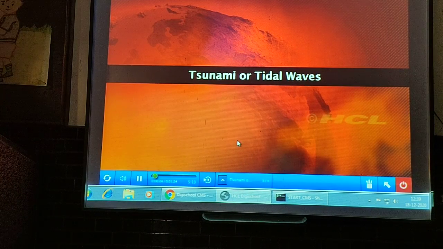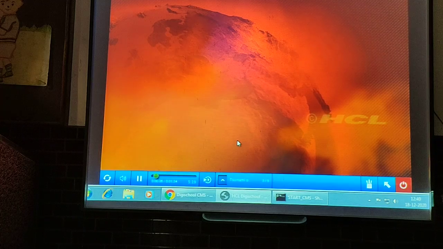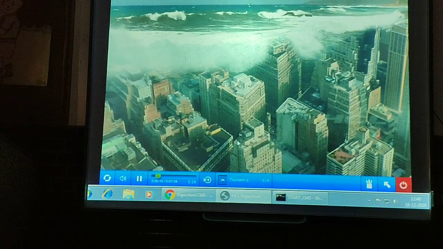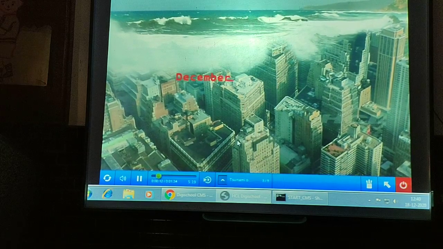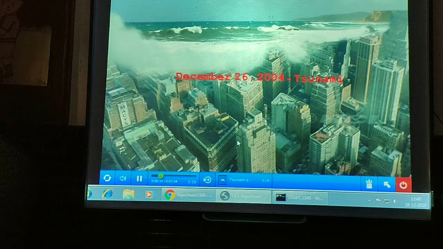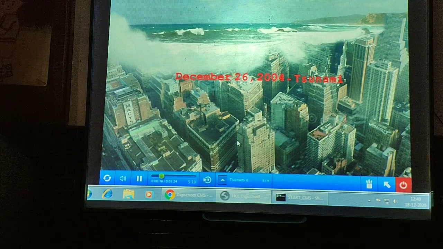Now tsunami, which comes in the sea, the sea storm. Another natural disaster called tsunami hit the Indian Ocean on December 26, 2004. Do you know what a tsunami is?